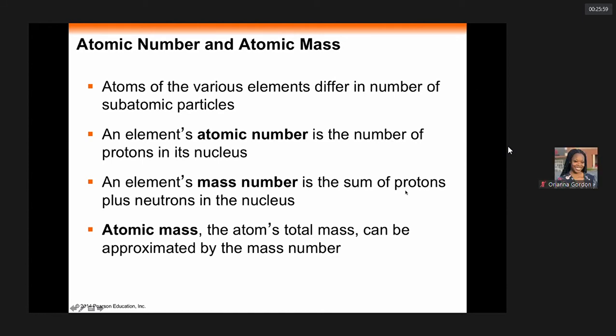So think about the atomic number. I want you to know it's the number of protons in the nucleus. The mass number is the sum of the protons and neutrons. The atomic number is just the protons in the nucleus. The mass number is the protons and the neutrons. But then you also see atomic mass. What is the atom's total mass? If you approximate the mass number, you get the atomic mass.